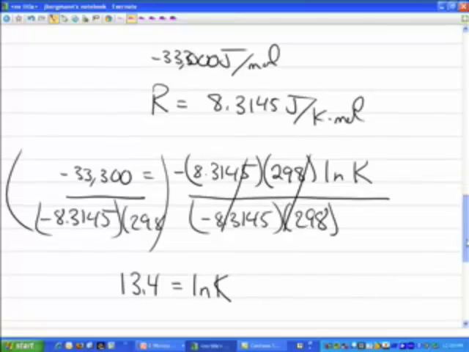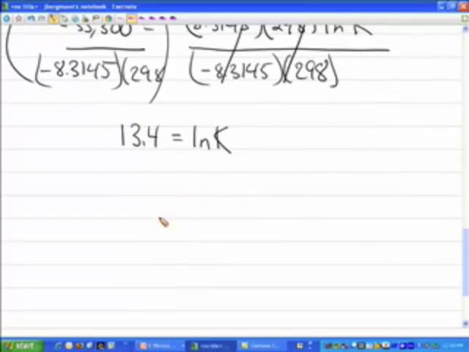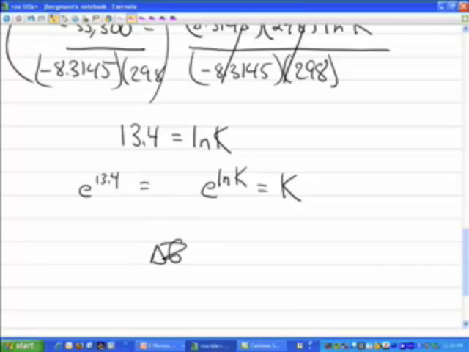Now, how do you find K in this particular equation? You'll take the inverse of natural log, which on most calculators you hit the second button, then the ln button, and it's the little e function. So e to the log of something is the something. In this case, e to the log of K is K. So I'm going to take e to the 13.4 power. And you get 686,780.